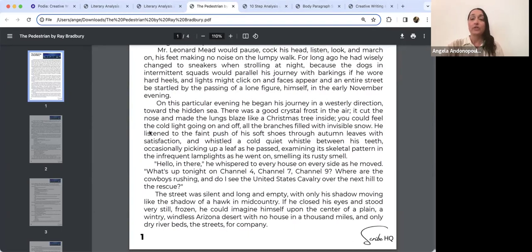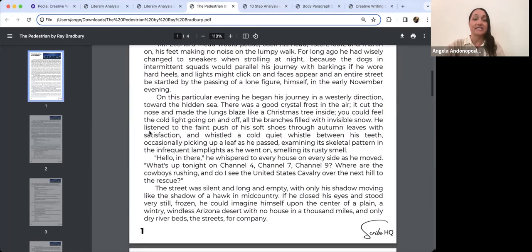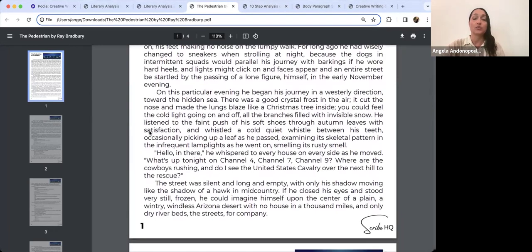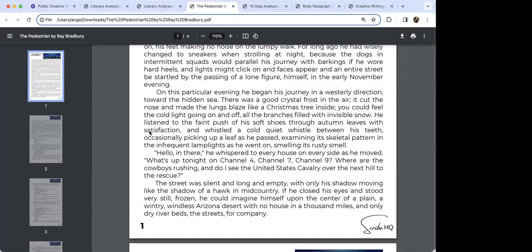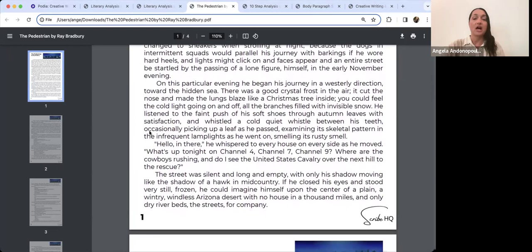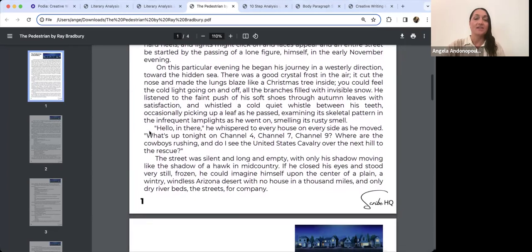Mr. Leonard Mead would pause, cock his head, listen, look, and march on, his feet making no noise on the lumpy walk. For long ago, he had wisely changed to sneakers when strolling at night, because the dogs in intermittent squads would parallel his journey with barkings if he wore hard heels, and lights might click on and faces appear, and an entire street be startled by the passing of a lone figure, himself in the early November evening.